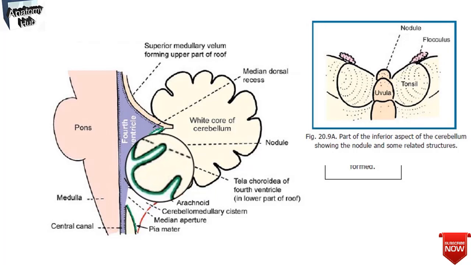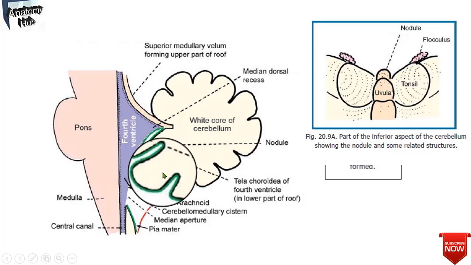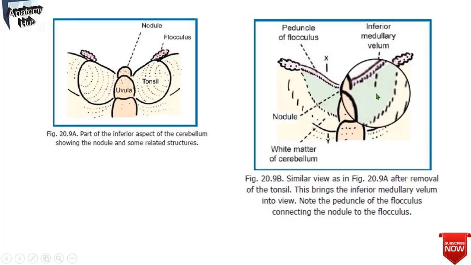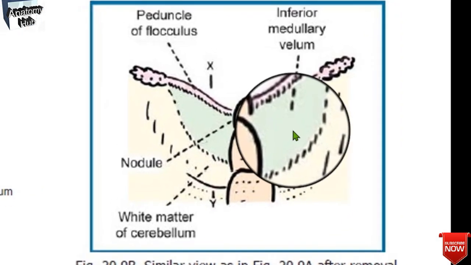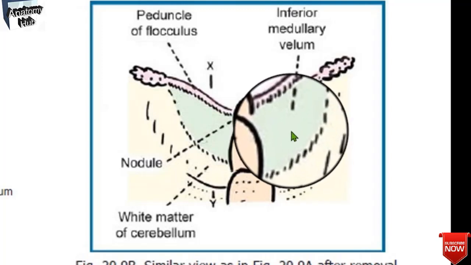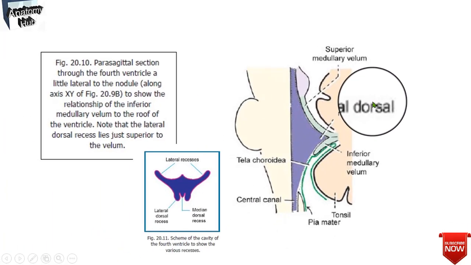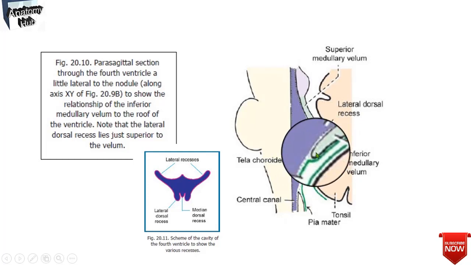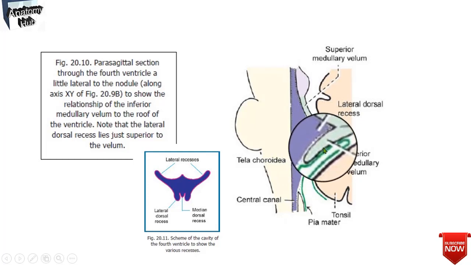If you lift the tonsil away, then you can see that the nodule is continuous laterally with a membrane that is called the inferior medullary velum, or the posterior medullary velum. The inferior velum merges into the white matter of the cerebellum, as you can observe here.